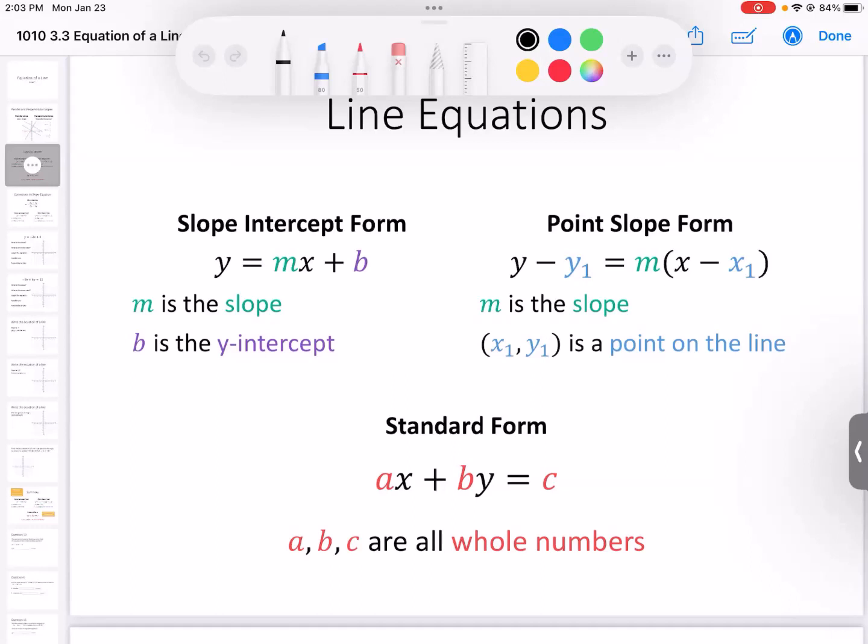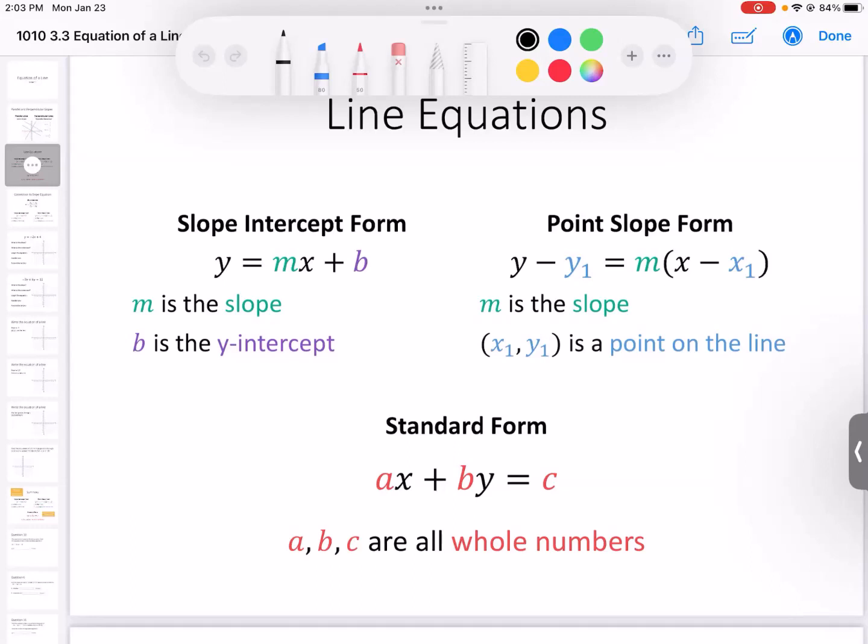And then standard form, the A, B, and C don't represent anything in the equation. It's just a way of arranging the equation. You want to have the x and the y on the same side of the equation. And you want the numbers that go with these terms to not be fractions, so they need to be whole numbers. And the whole number that goes with x needs to be positive. Again, I don't really like standard form too much because the letters themselves don't mean anything.